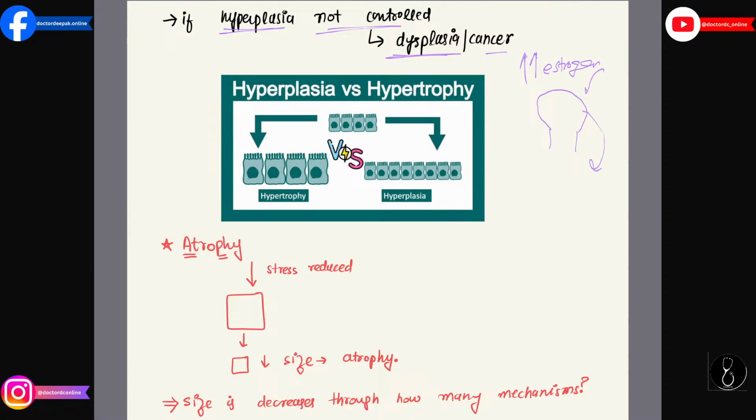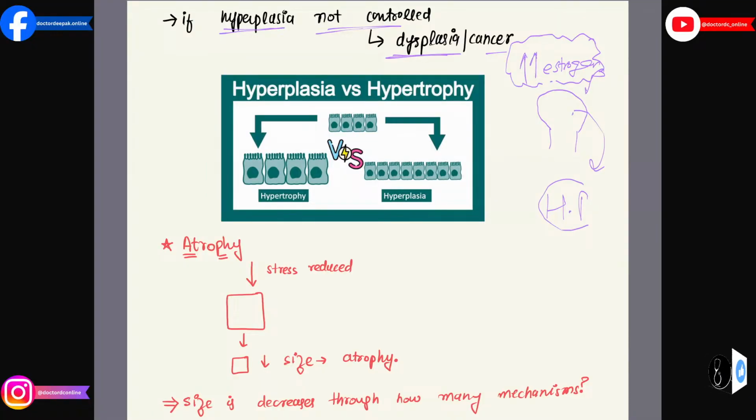Now the uterus will undergo hyperplasia. It is called endometrial hyperplasia. So the question is, if that estrogen is not under control, if you are not going to decrease that estrogen level, it continuously stimulates the uterus, and that can lead to permanent hyperplasia.